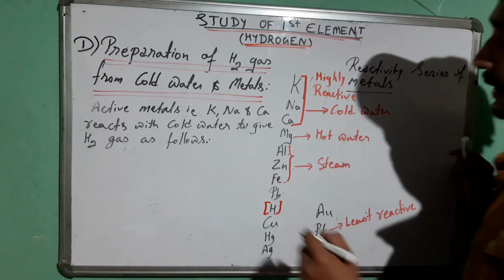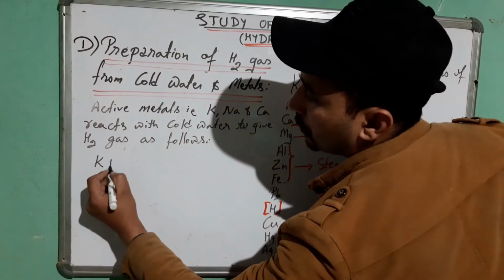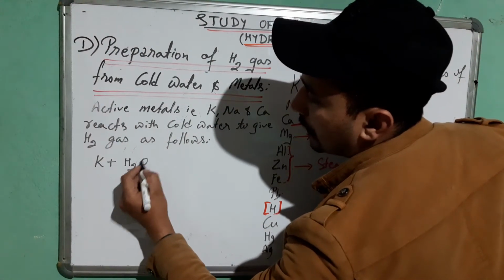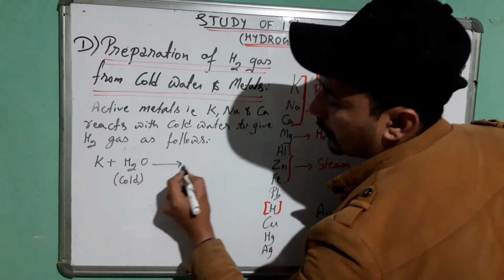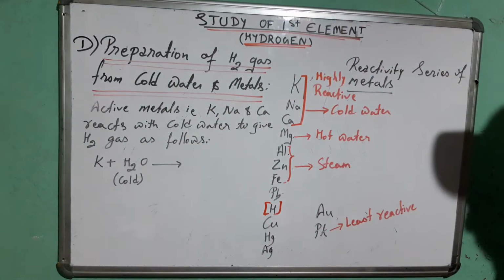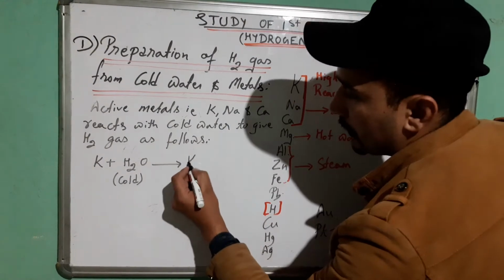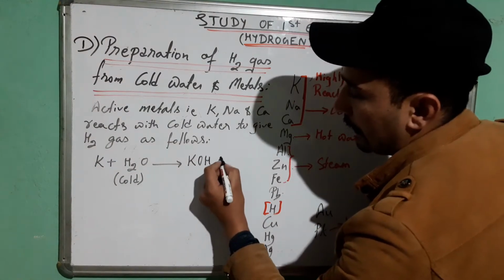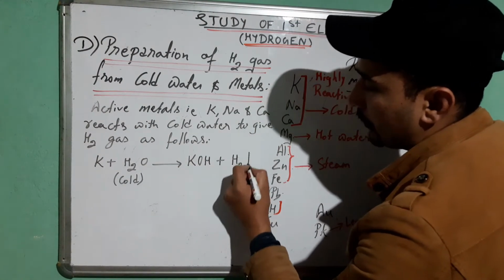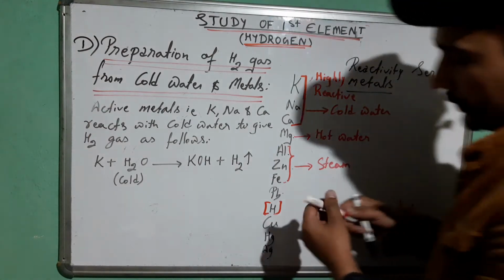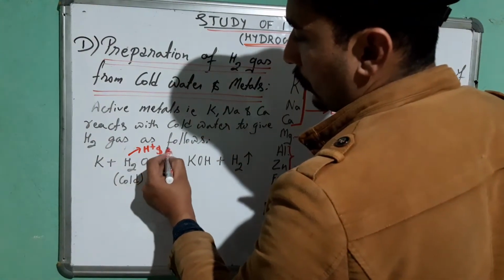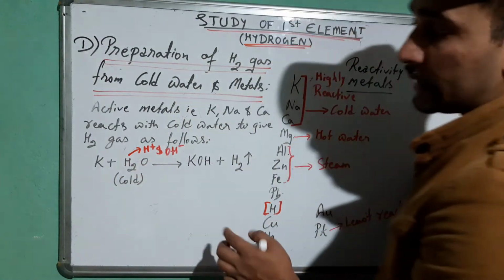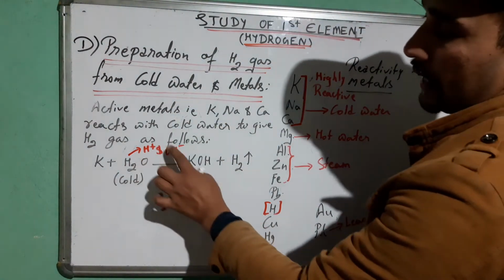Okay, let's do the reaction. Potassium plus cold water, H2O. Water should be in cold condition. This gives potassium hydroxide, KOH, and hydrogen gas. Water will split, giving H plus ion and OH minus ion.